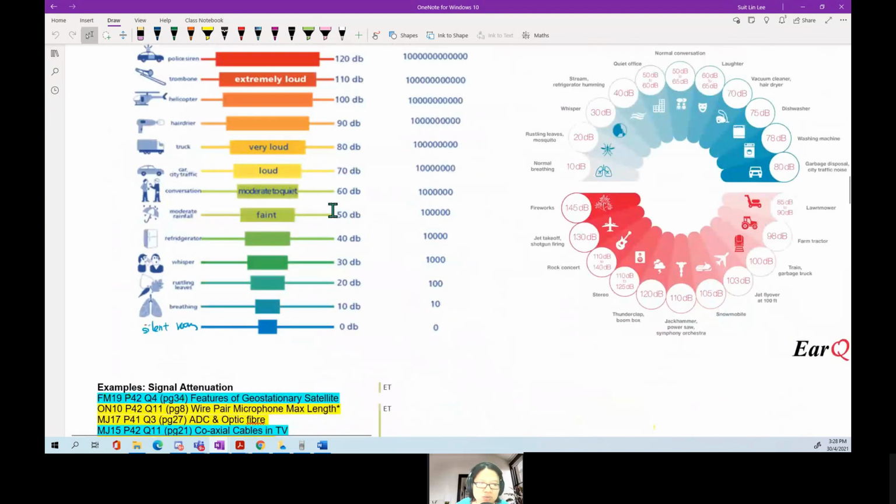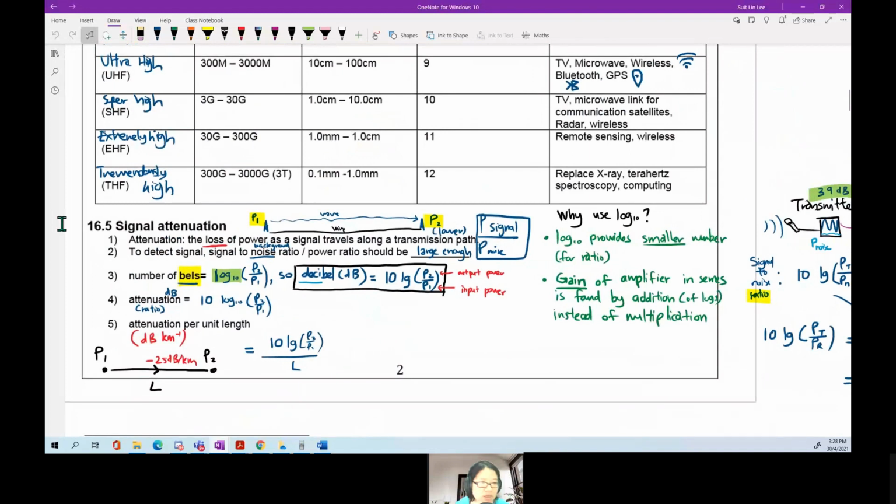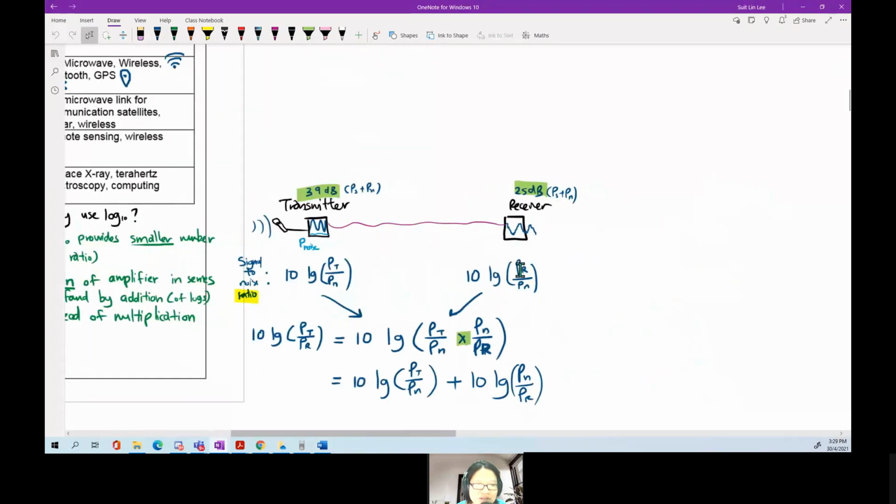So we use decibel as a ratio. But what you really need to know is just this part. So I'm just going to crop this whole thing in. You need to know how to find bel, which is log 10 of the ratio of power or intensity. You can talk about attenuation, which is 10 log 10 of P2 to P1, or signal to noise ratio, which is also 10 log 10. And why do we use 10 log 10? It's because it provides a smaller number that is good for ratio. If not, this one will be some weird prefix, and nobody likes prefixes, right? And then the gain for amplifiers in series can be found by adding the logs rather than multiplication. So when we say adding the log, if I go from here to here, the change is just addition, because this is multiplication. So I can just add.